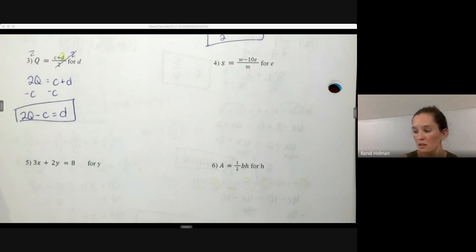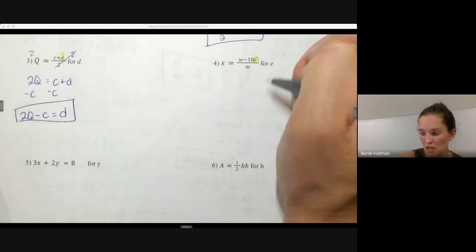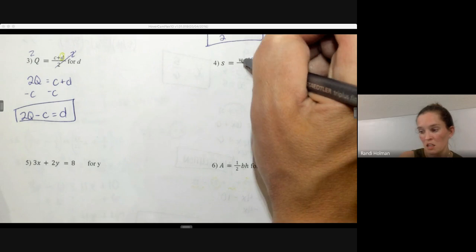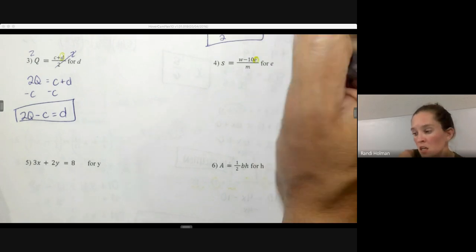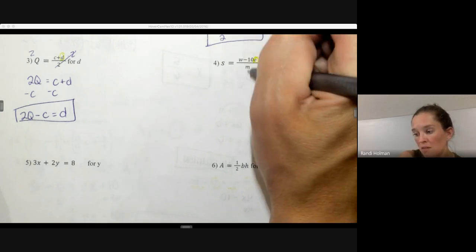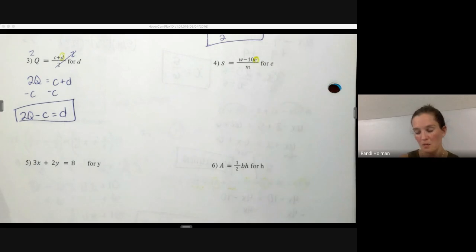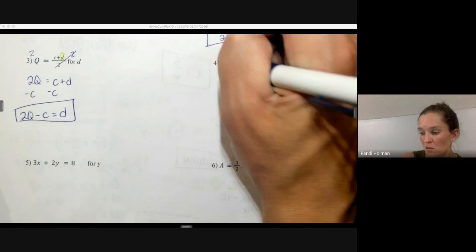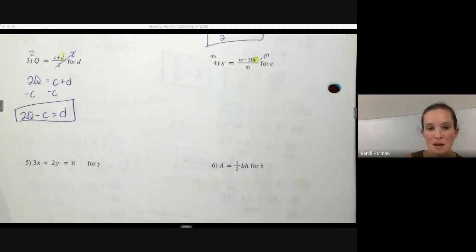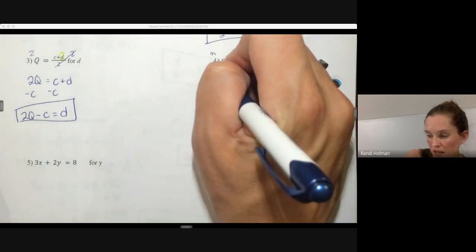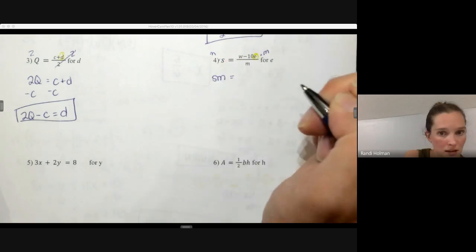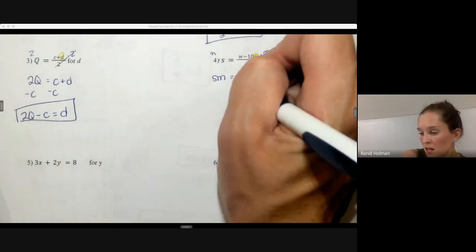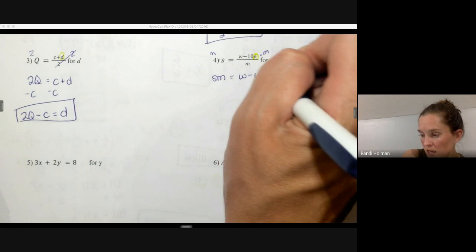Okay, here's another one. This one looks really similar. We're solving for this E here. We have some multiplication, some subtraction, some division. So let's start by getting rid of this M, since that's the last thing we would do here, would be divide by M after we did that grouping symbol in the numerator. So we're going to multiply both sides by M. So we get SM or MS, either one, they're both equivalent, equals W minus 10E.